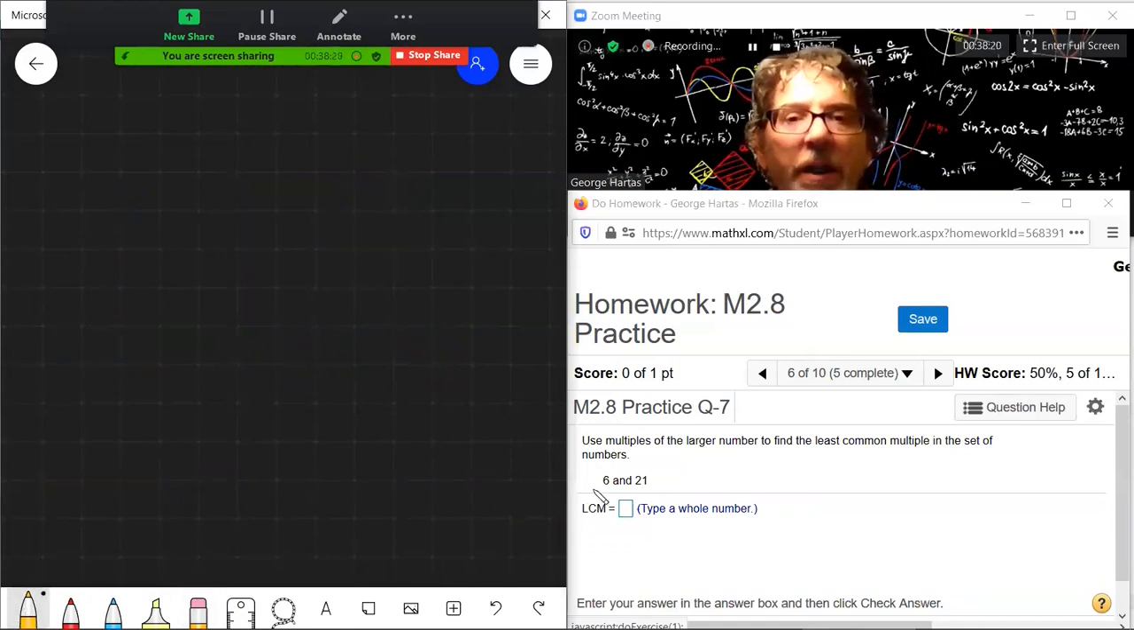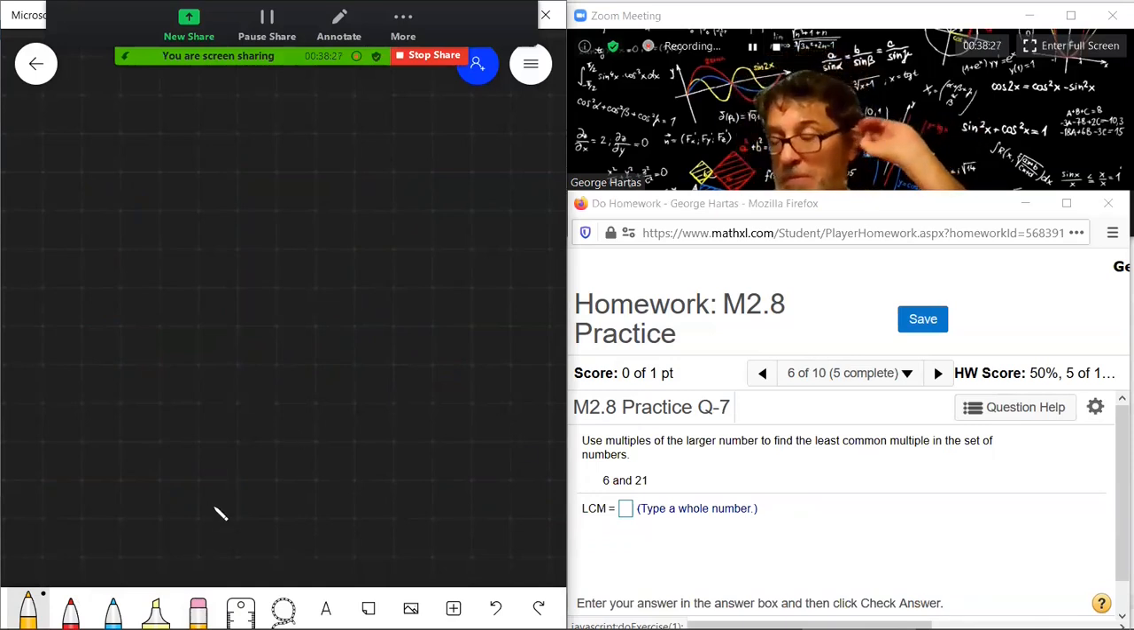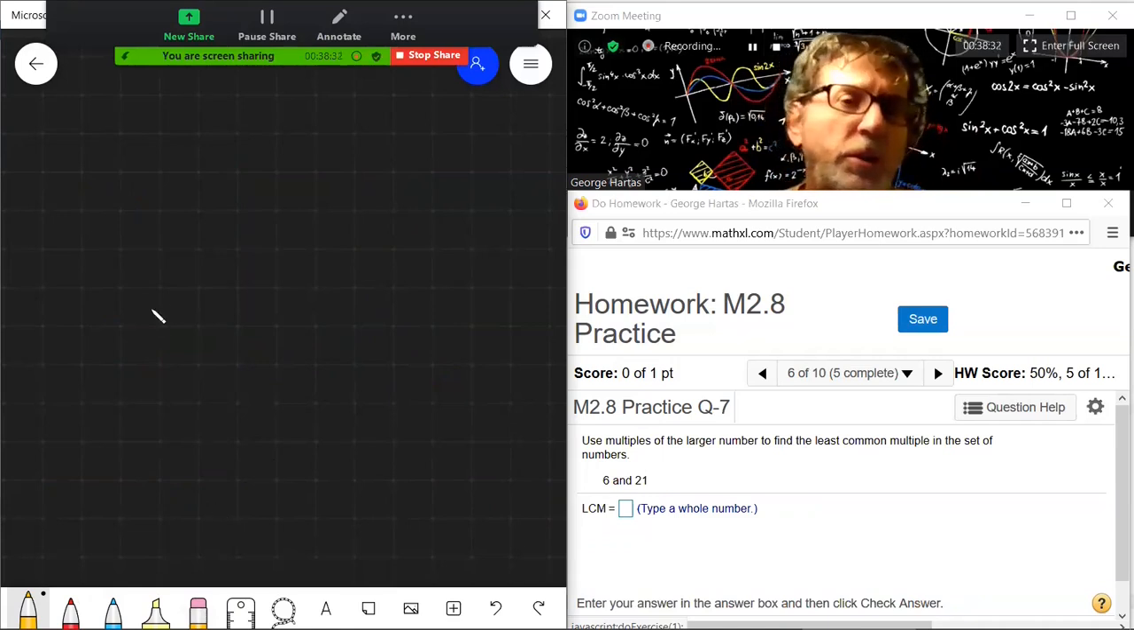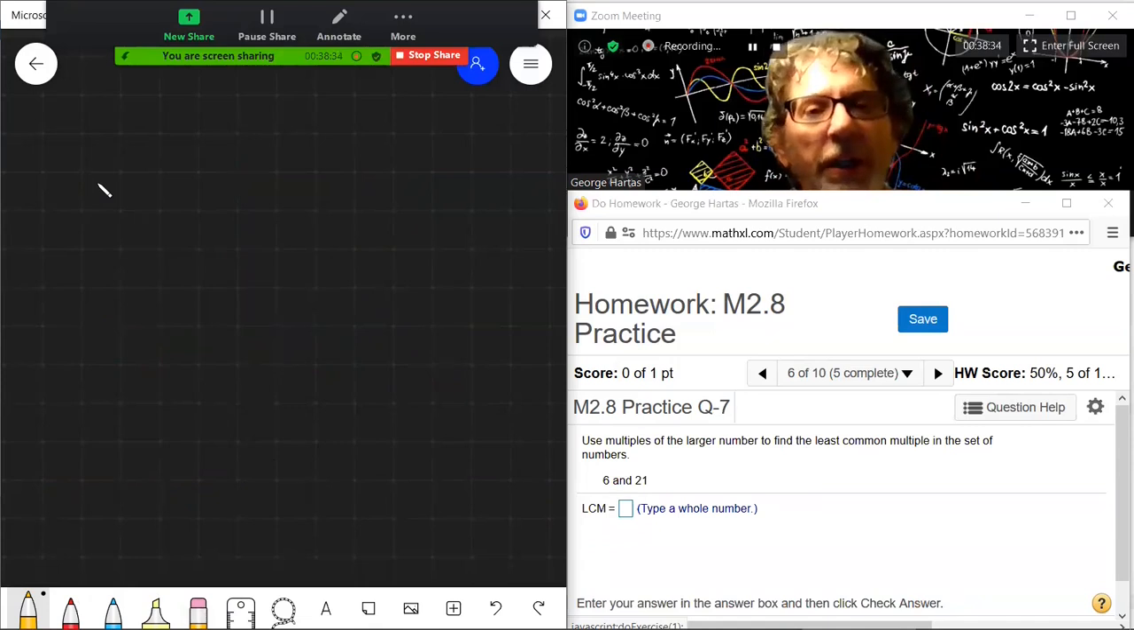All right, what does it say? Use multiples of the larger number to find the least common multiple. So we've been using the factor tree for all these problems. And there's another technique called one list of multiples. There's a separate technique called list of multiples where you take multiples of both numbers. To me, that's too cumbersome. I would rather do less work. So I want to do the one list of multiples.